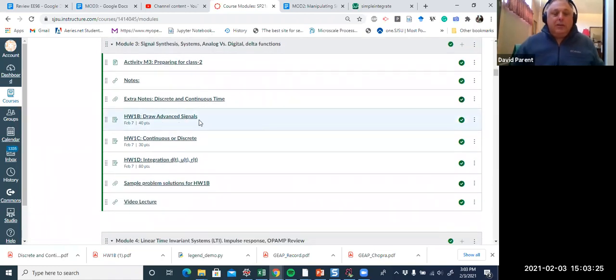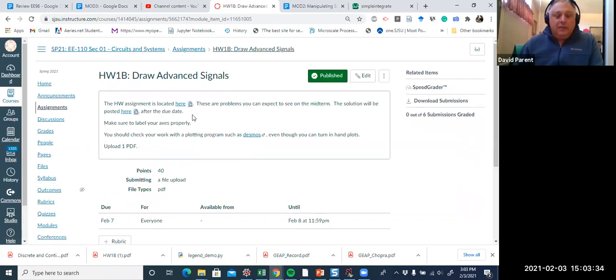We have 3 more homework assignments. We're going to draw some of what we would call advanced signals. And this homework assignment, you would do on paper or electronically, and then scan your document and upload it. And you can check your work with Desmos or Python or however you want. And then after the due date, I make the solutions available.